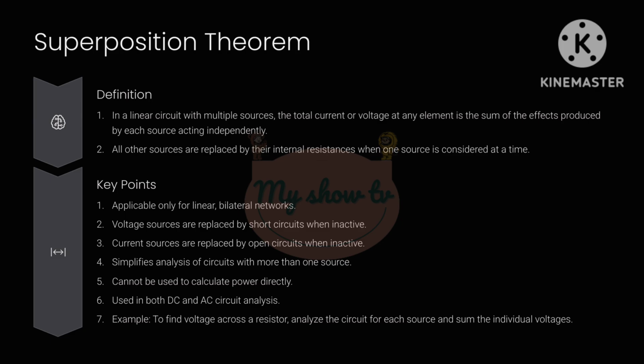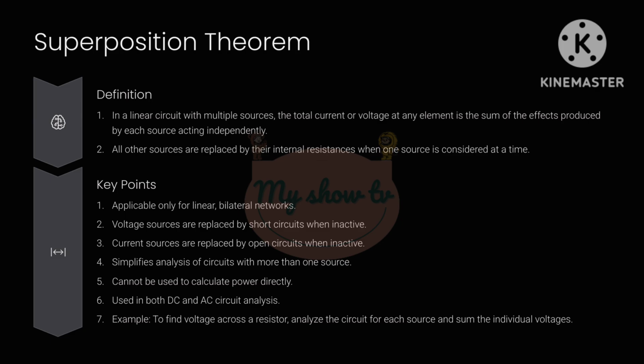Let's take an example. Suppose you have two voltage sources and one resistor. First, calculate the voltage across the resistor due to the first source by replacing the second with a short circuit. Then, calculate the voltage due to the second source by replacing the first one. Finally, add the two voltages to get the total result. A few conditions to remember. The circuit must be linear, that means the parameters like resistance, voltage, and current follow linear relationships.